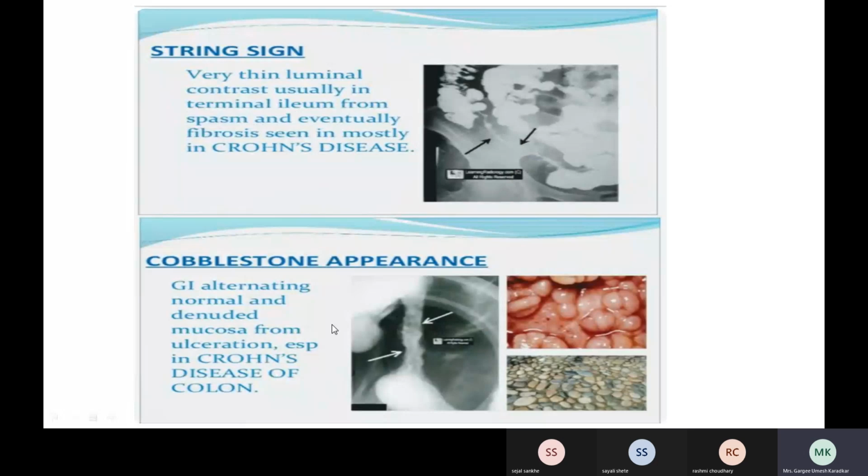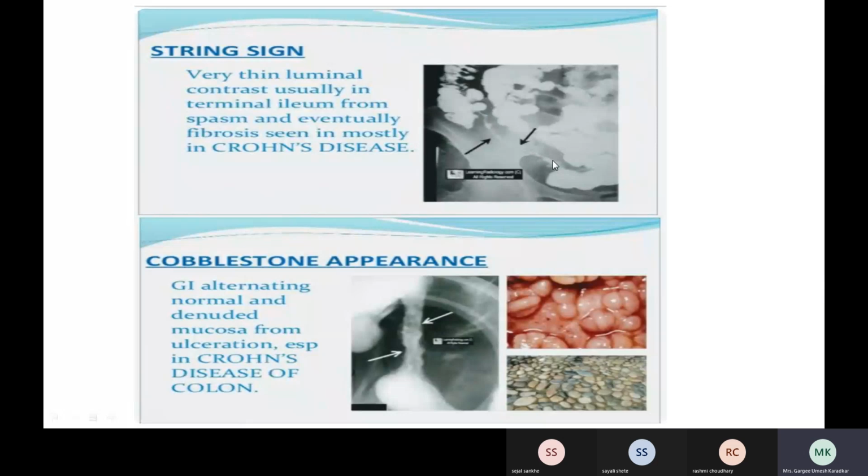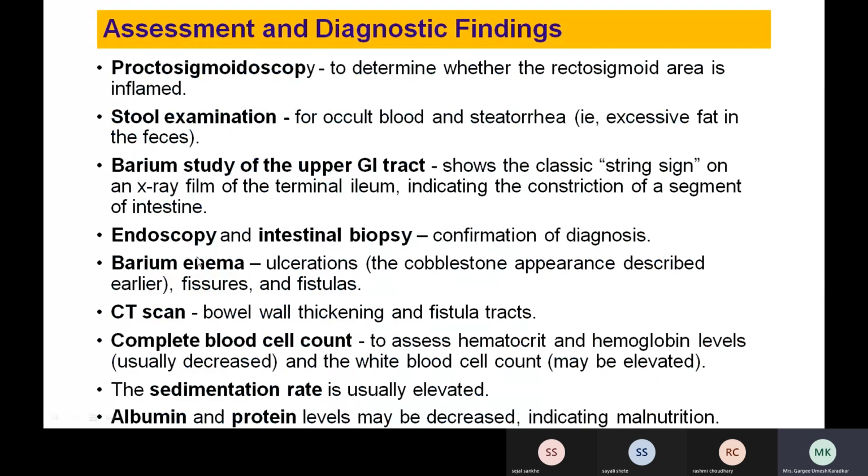Okay, and we talked about the cobblestone appearance. So this is what I was telling you, the cobblestone. This is the endoscopic figure of the intestine. So this is how the granuloma formation and ulcer formation is there. So it will give a cobblestone appearance. Okay. So that is seen in the barium study. Barium is basically not passing through this area, so it will cause a string of that particular area of the intestine.